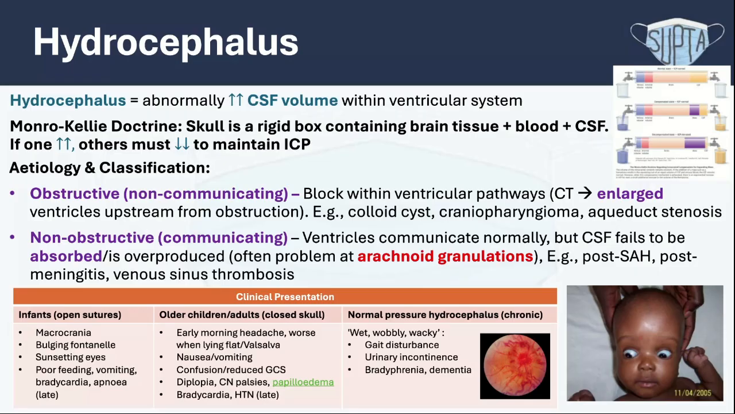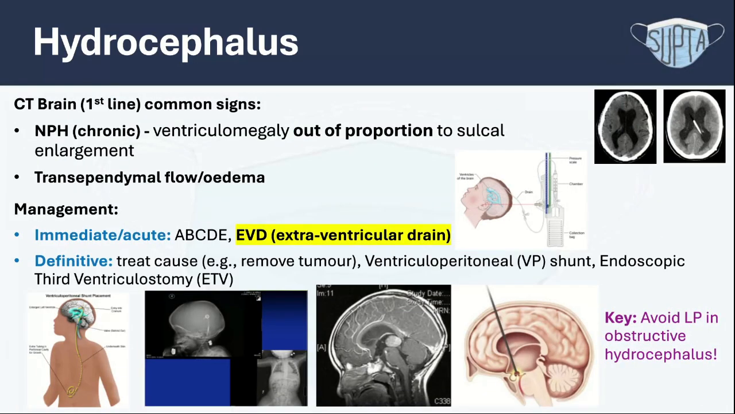I know it's 8 o'clock, so I'll just speak the last few points. So we have non-communicating and communicating, as it says on the slide. Obstructive is where there's an obstruction blocking the ventricular pathways. CT shows enlarged ventricles upstream from obstruction. Non-obstructive is communicating, so the ventricles are communicating normally, but CSF fails to be absorbed or is overproduced. So I hope the slides will be shared so you guys would be able to go through it yourself. And this is just part of the last two slides pretty much.